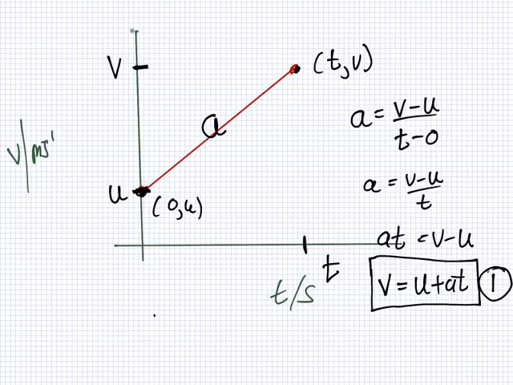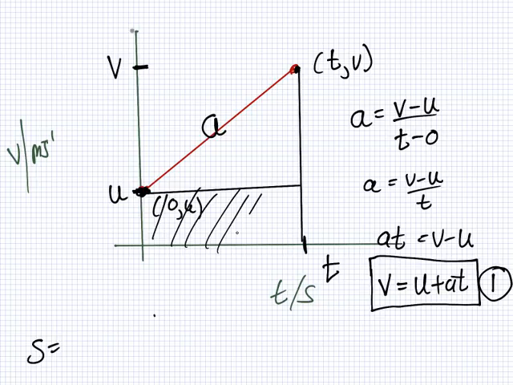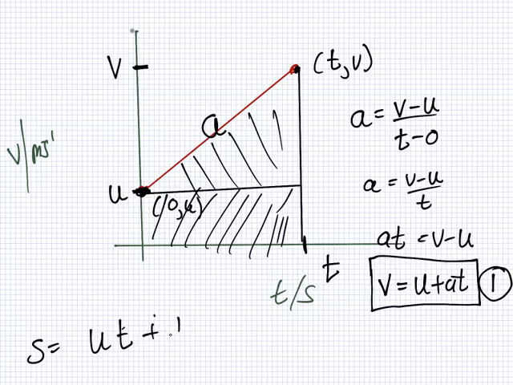We got this? Next equation. Let's have a look at the area. So what does the area represent? Distance. The distance. So S equals, what's this area? U times T, or T times U. And this area is a triangle, so it's a half times T, times V minus U. Yeah.